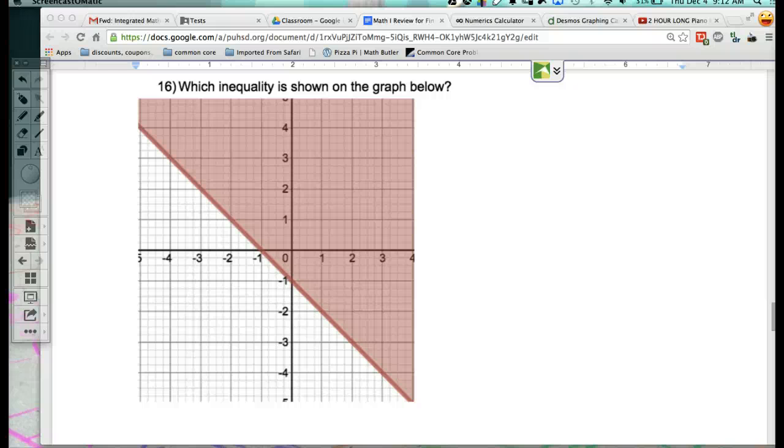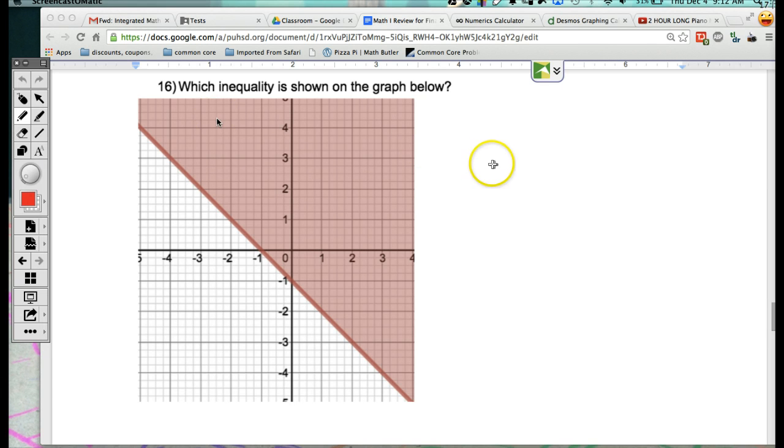Okay, so here's question number 16. I'm really excited because there's 25 questions on the final, and we're already on number 16. Over here, number 16, it says, which inequality is shown on the graph below? This is really easy, right? However, I want you to try and explore because the answer, you remember how this is a multiple choice test?